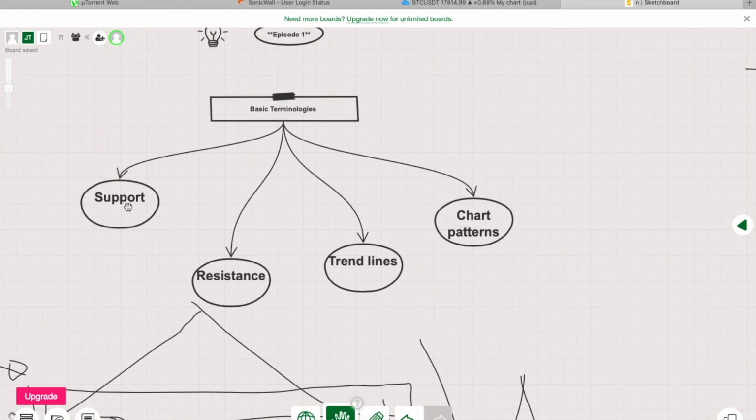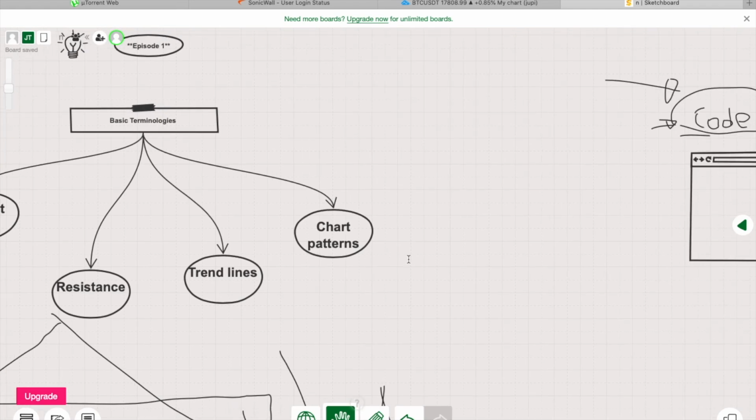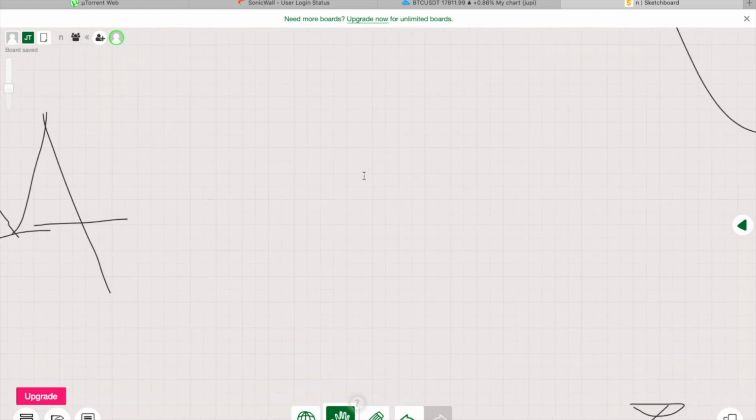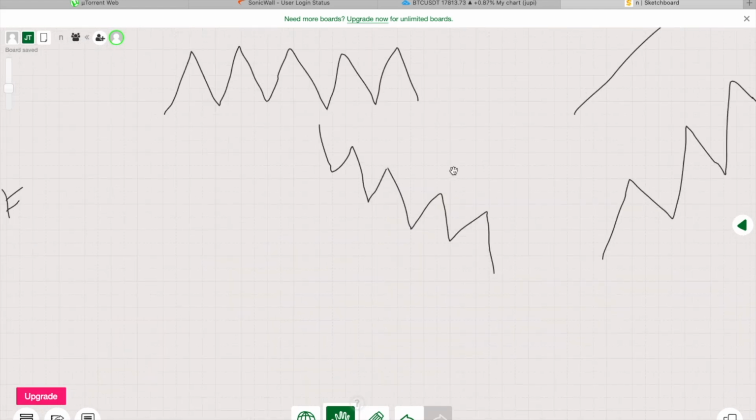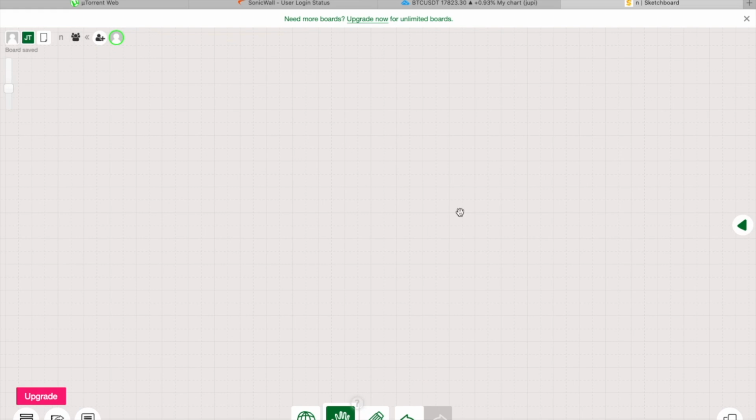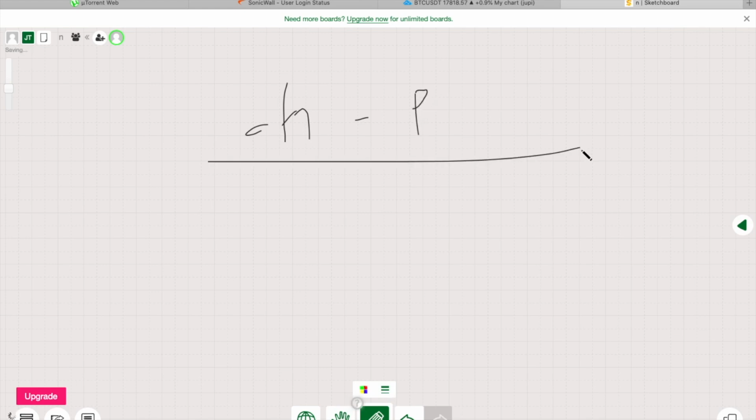So far we have discussed support, resistance, trend lines. The last one is chart pattern. These are very crucial for entries. So if you want to take sniper entries, you have to know what chart patterns are. So chart patterns are very crucial for entries.